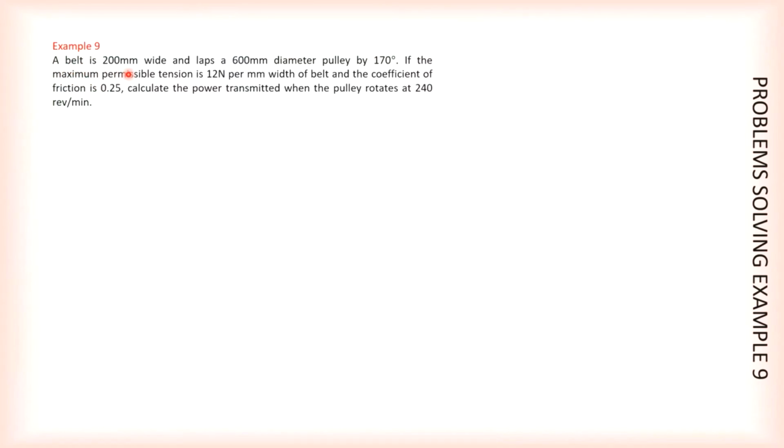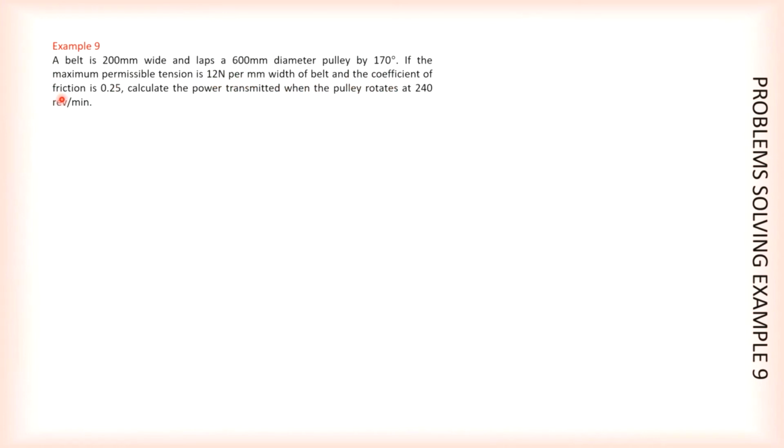So a belt is 200 millimeter wide and laps a 600 mm diameter pulley by 170 degrees. Now, the maximum permissible tension, that is T1, is 12 Newton per millimeter width. They are giving you T1 as 12 Newton per millimeter width. So if you take this 12 multiplied by the width, let's say 200 here, you will be able to find out the T1. So that will be 2400 Newton.